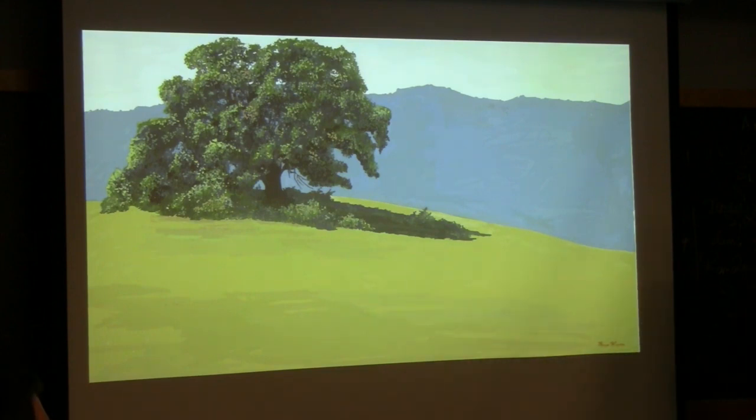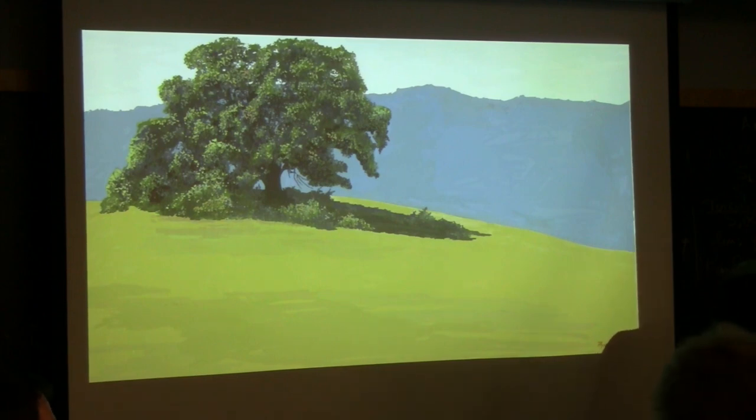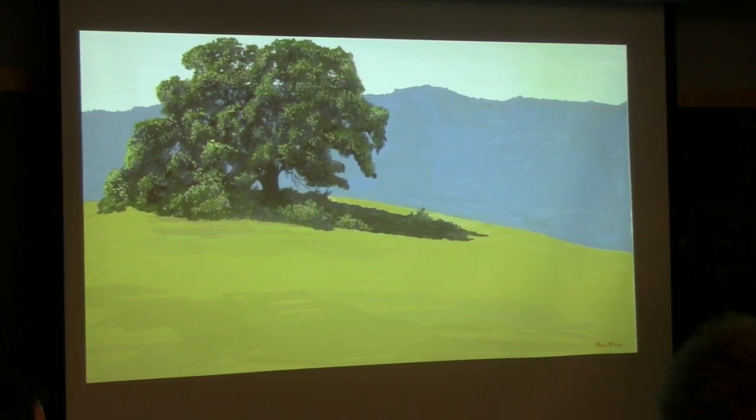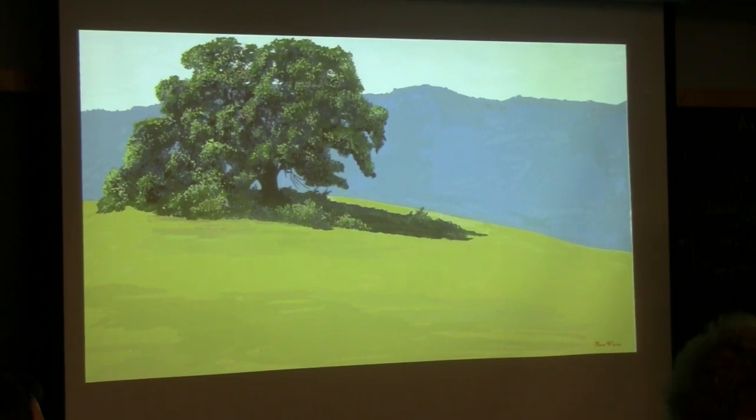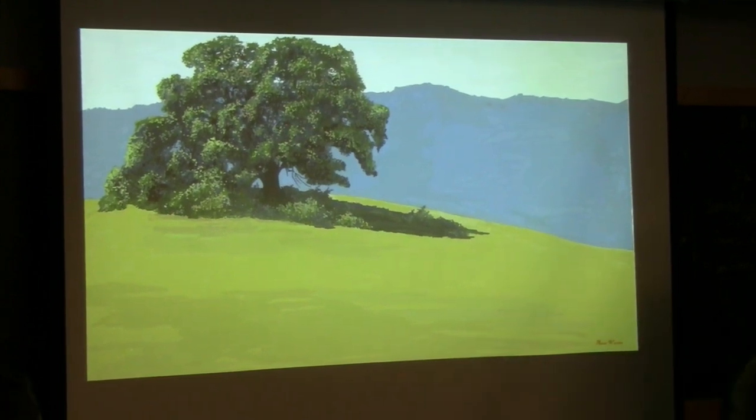You should have her draw your figures. Hmm? What's that? You should have her draw the figures for your papers. This would be a good one for our paper on symmetry, remember? Yeah. Okay.